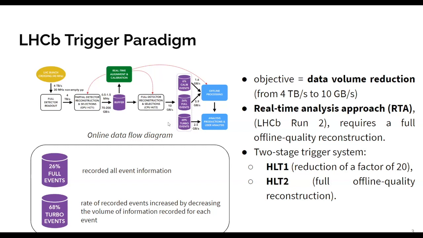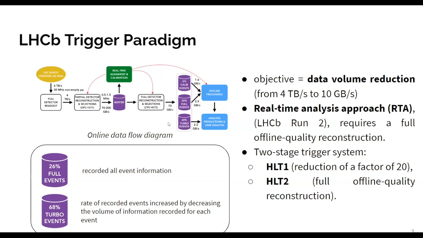And this real-time analysis approach, or in short RTA, was pioneered by LHCb in Run 2, and it requires that the trigger performs a full offline quality reconstruction, which is enabled by calibration of the detector performed in quasi real time. And this results in a two-stage trigger system. The first one is an inclusive stage, which is also called high-level trigger HLT1. It is based primarily on charged particle reconstruction, and this reduces the data volume by roughly a factor of 20. And the second stage, which is HLT2, performs the full offline quality reconstruction or selection of physical signatures.